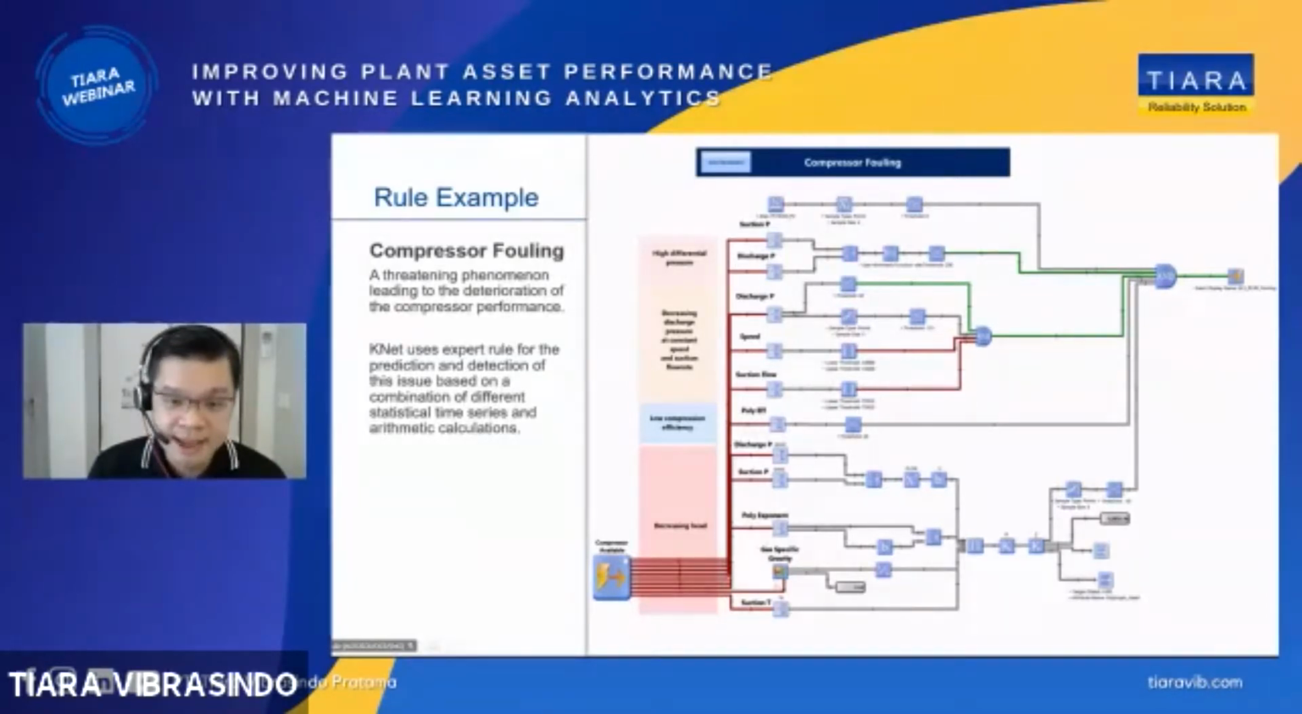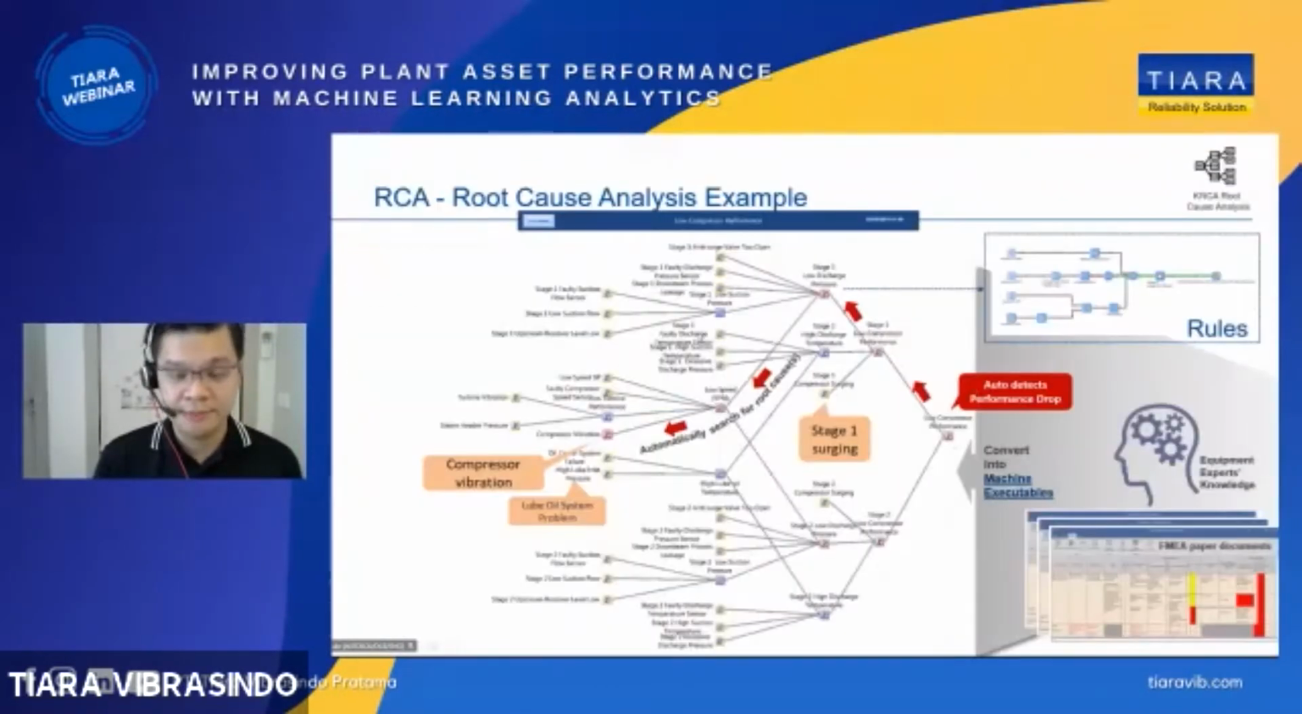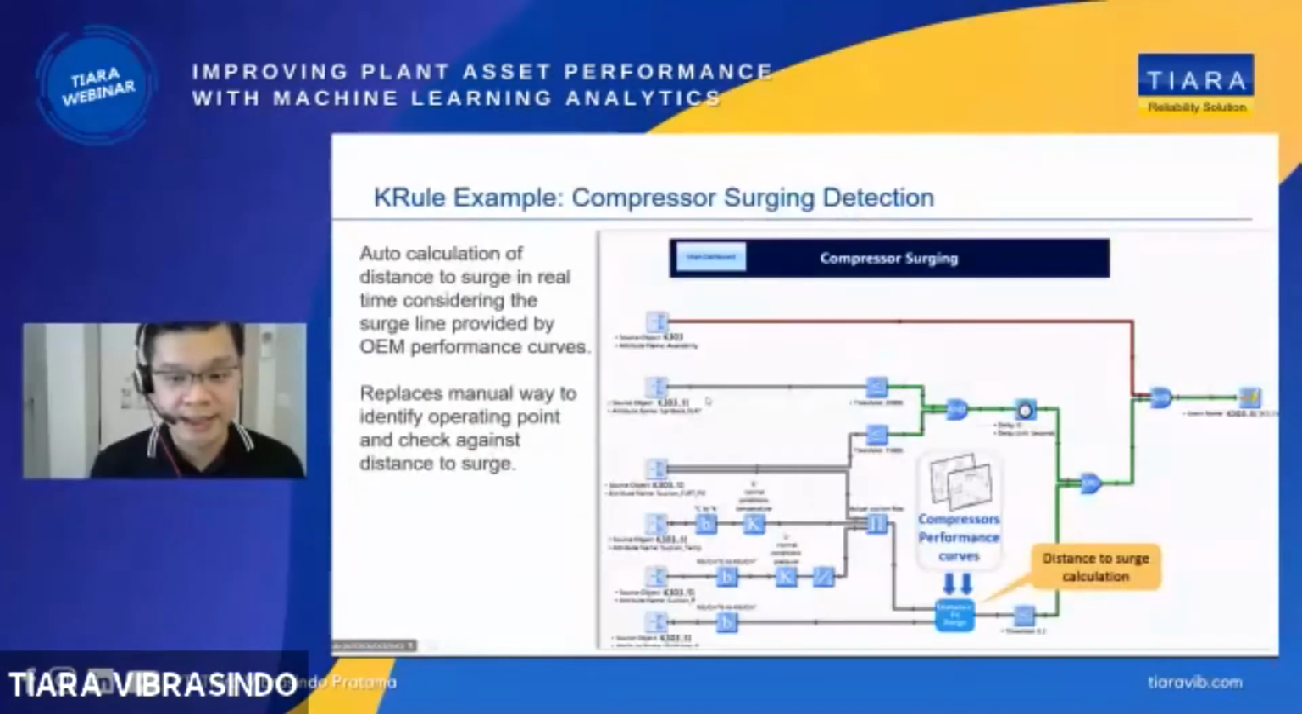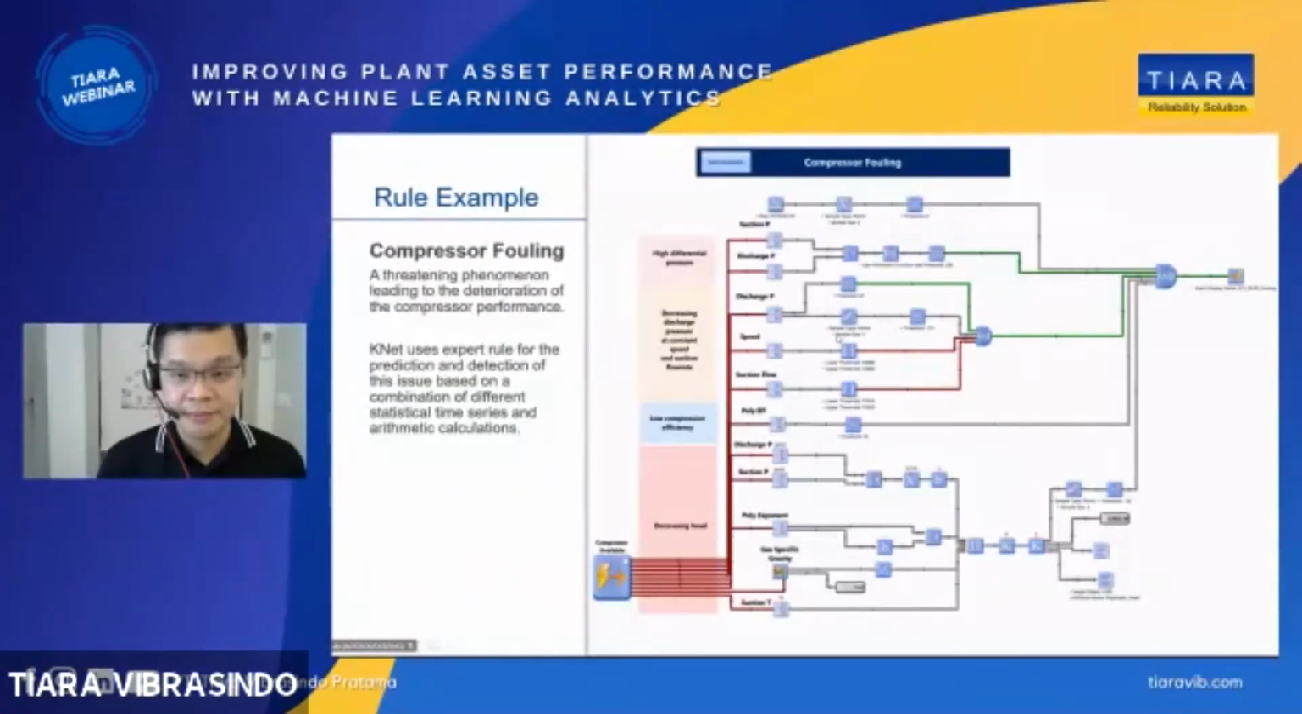Just for example, a principle formula-based calculation is to take in suction pressure, discharge pressure, flow, and also temperature at different measurement points, and then calculate the index of compressor fouling. And then put it inside the compressor fouling abnormal condition detection node here, to detect compressor fouling.